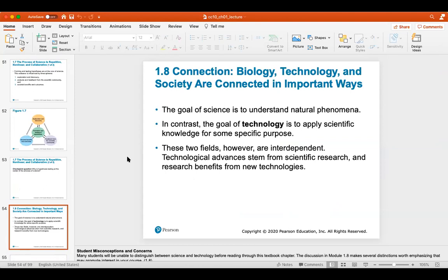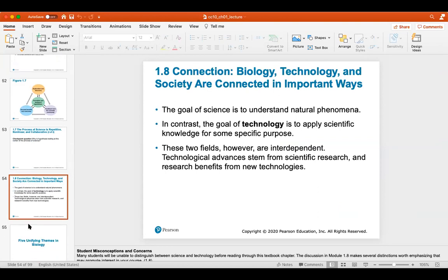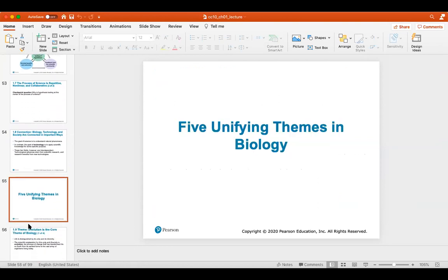The goal of science is to understand natural phenomena. In contrast, the goal of technology is to apply scientific knowledge for some specific purpose. These two fields, however, are independent. Technological advances stem from scientific research, and research will benefit from new technologies.